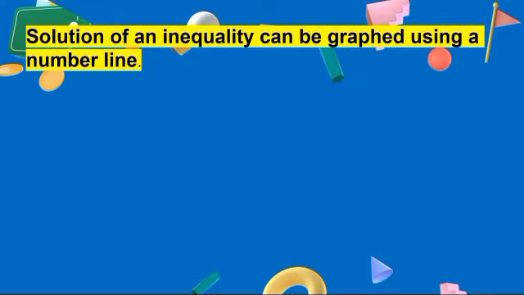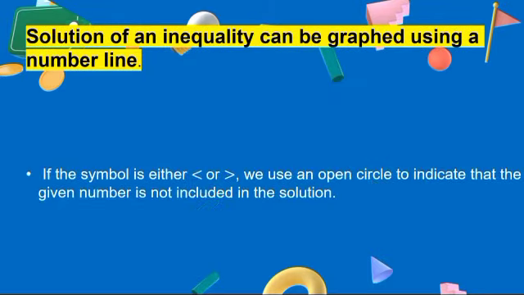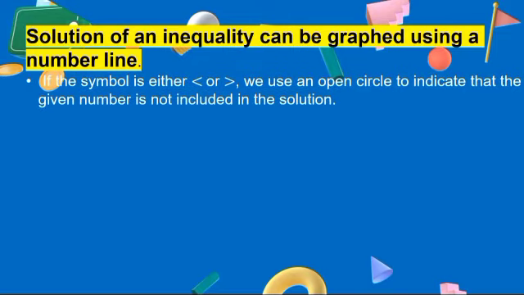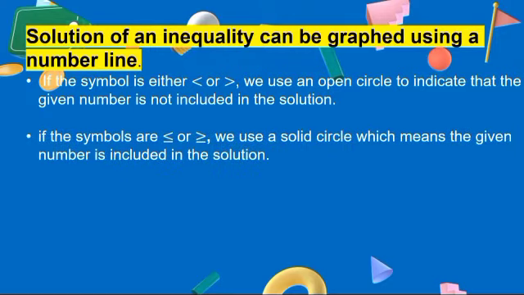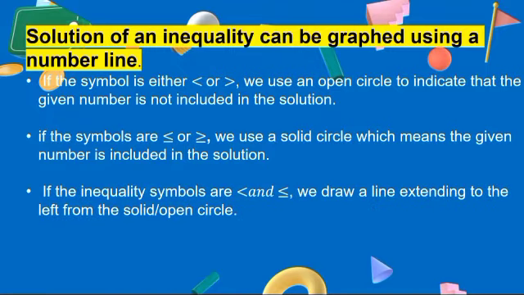Solutions of linear inequality can be graphed using a number line. If the symbol is greater than or less than, we use an open circle to indicate that the given number is not included in the solution. If the symbol is greater than or equal to, or less than or equal to, we use a solid circle, which means the given number is included in the solution.